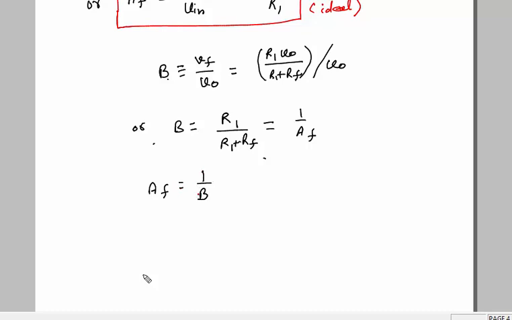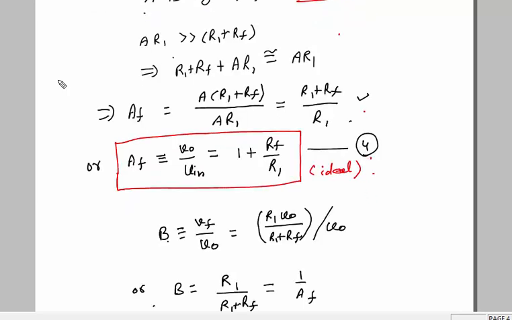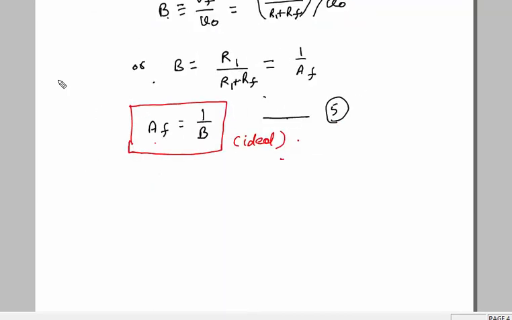If you remember, in the feedback we have seen this equation. The only difference was it was 1 by beta. As I told in the beginning, B and beta are the same. So let us call it equation number 5. This is also going to be a very important result: AF equals 1 by beta, and this is also ideal, because ideally we are coming from the approximations, so this also is the ideal value.